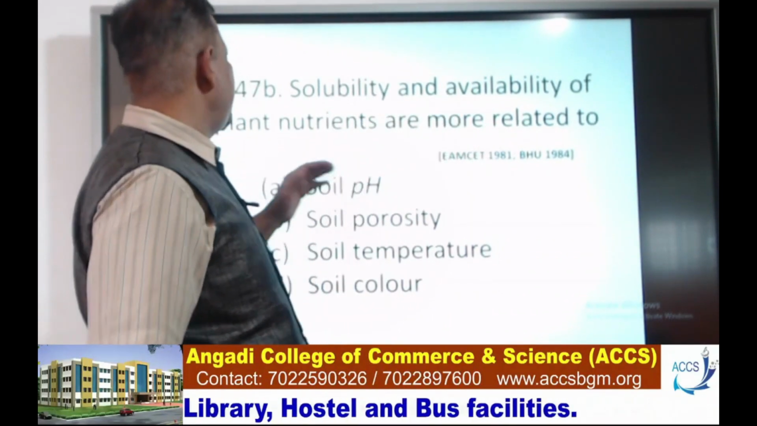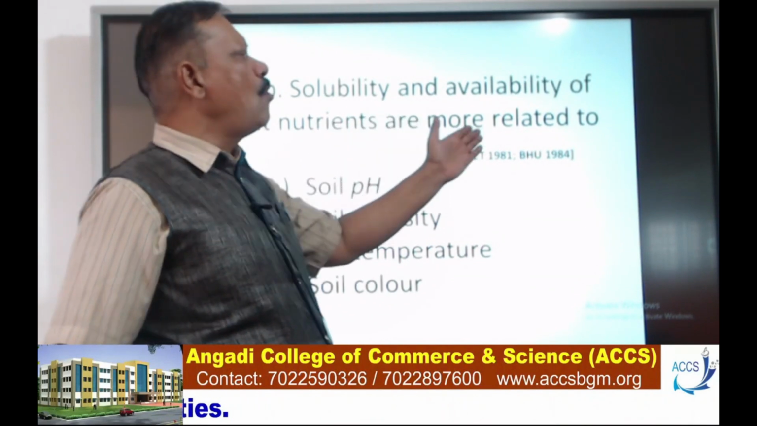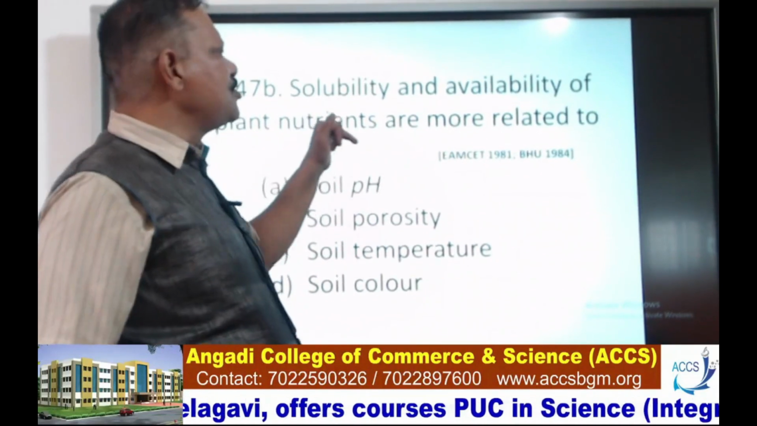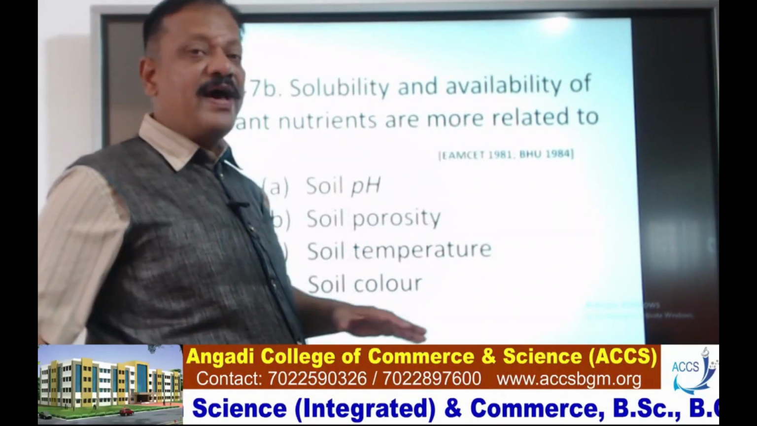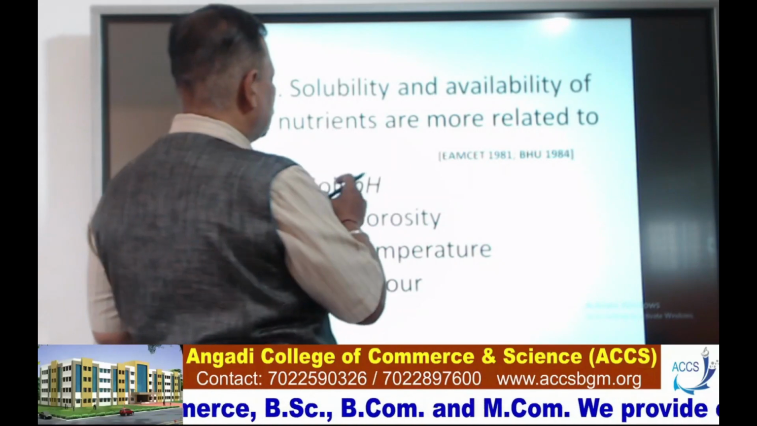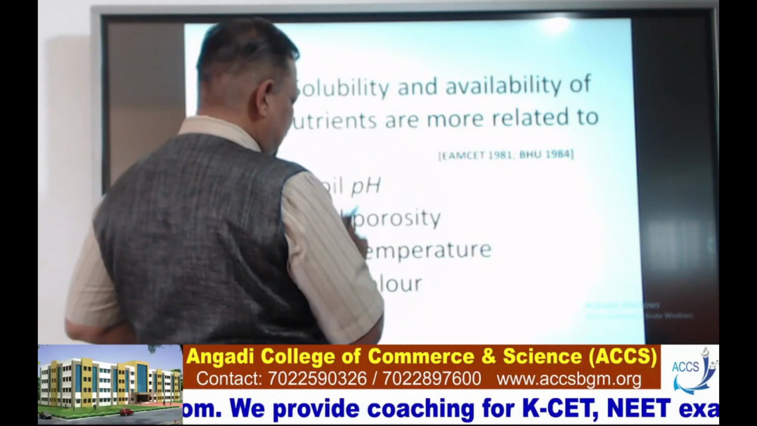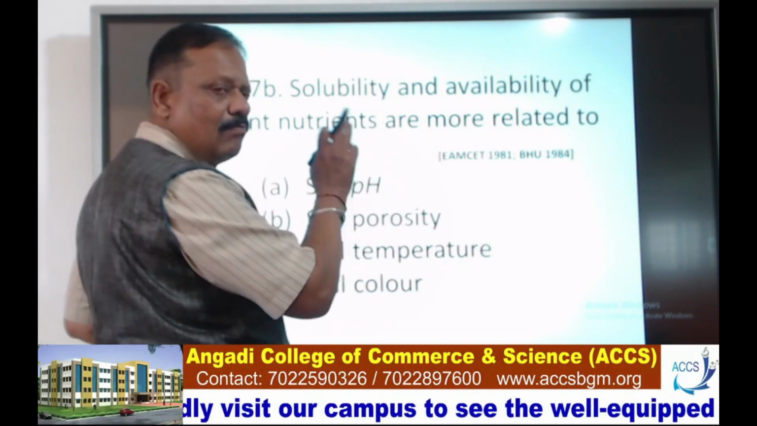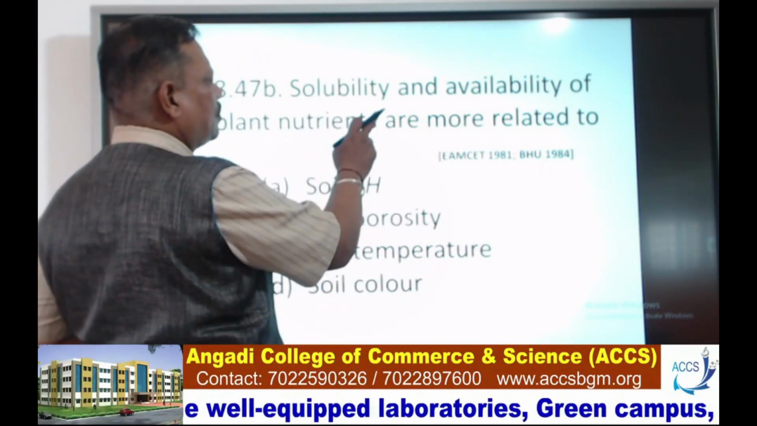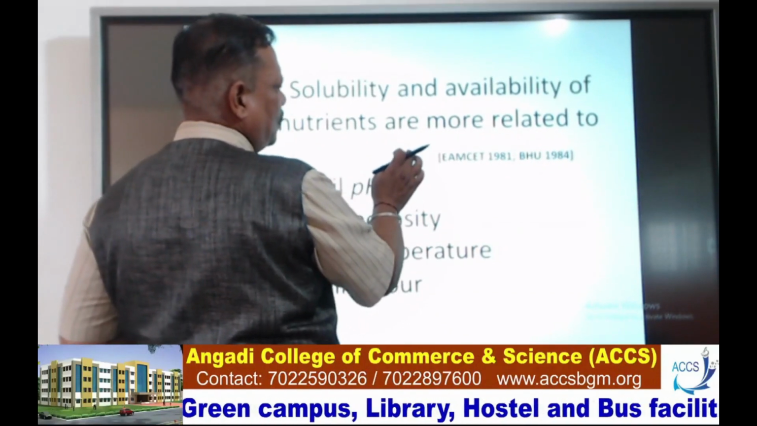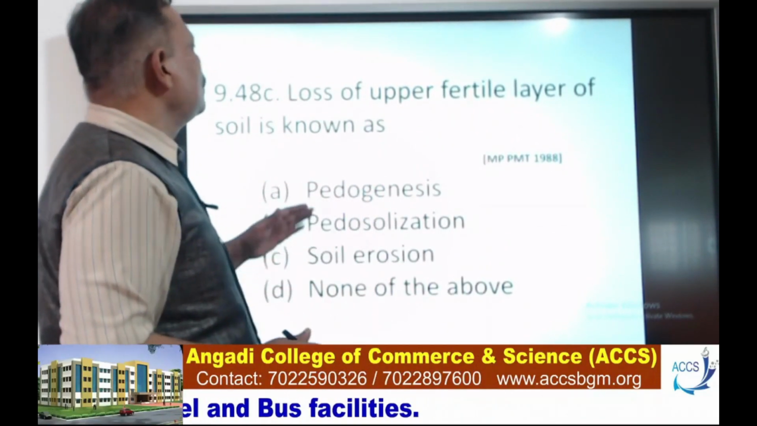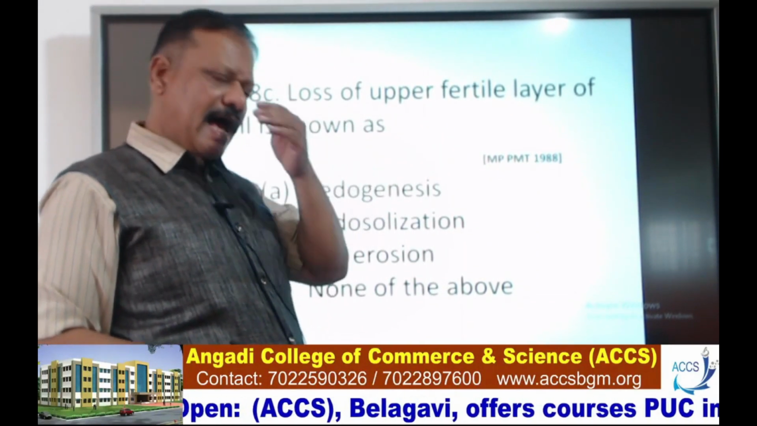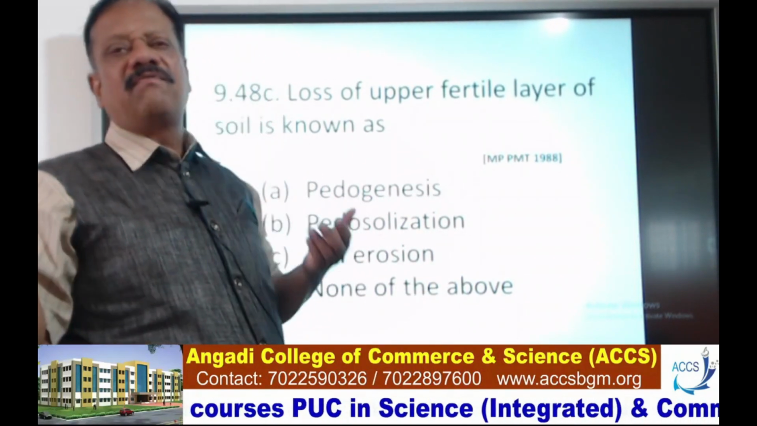Next, solubility and availability of plant nutrients are more related to, just see the options: soil pH, soil porosity, soil temperature, soil color. It is definitely soil pH. Okay, it is totally depending on soil pH. That is option A.